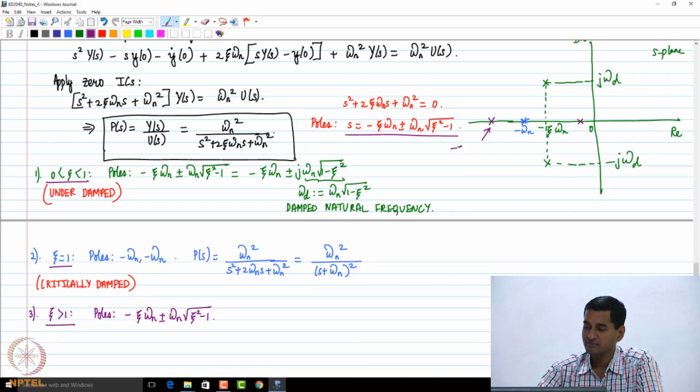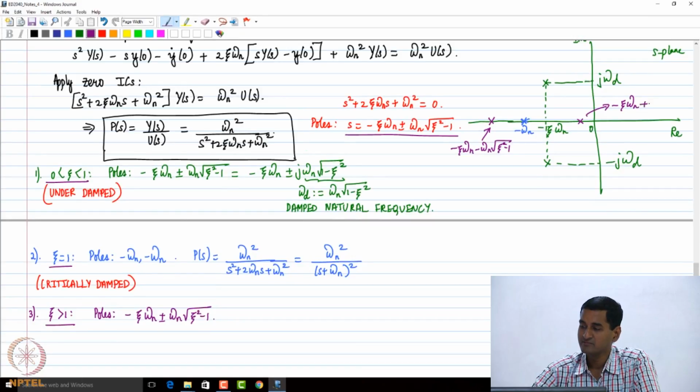This pole is going to be minus zeta omega n minus omega n times square root of zeta squared minus 1. This pole is going to be equal to minus zeta omega n plus omega n times square root of zeta squared minus 1. Right? So that's this pole.